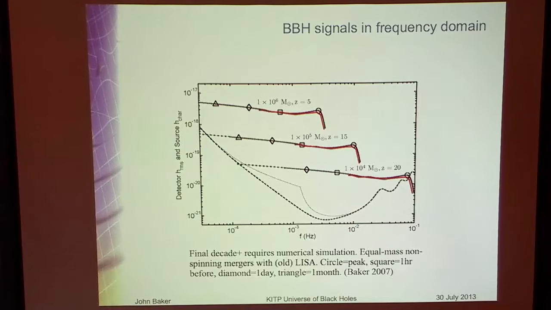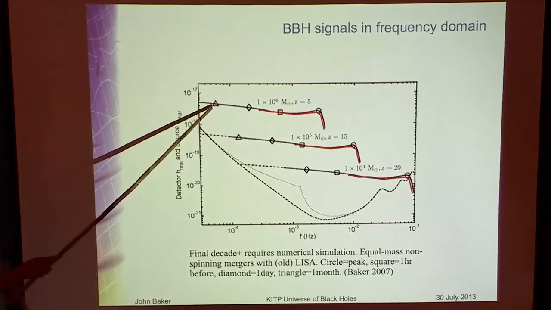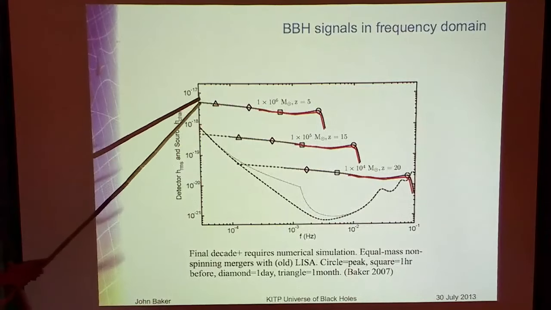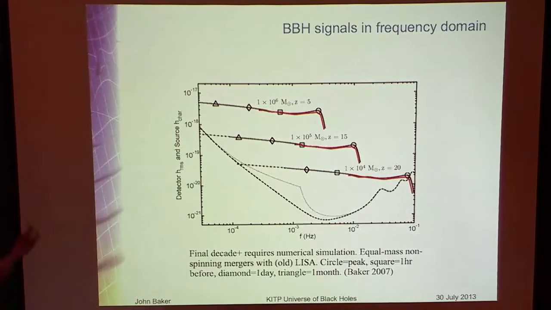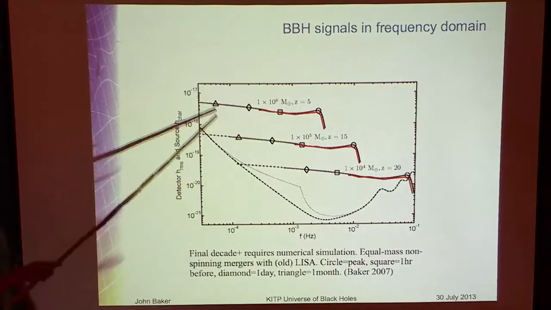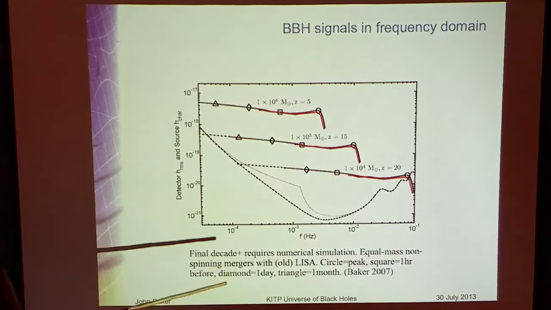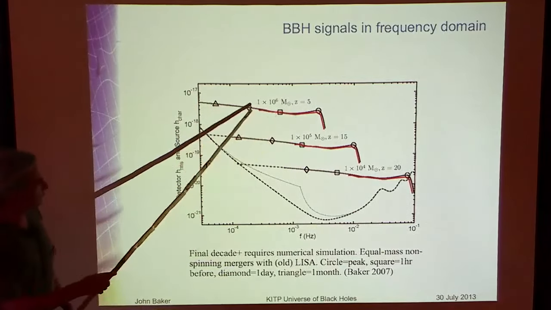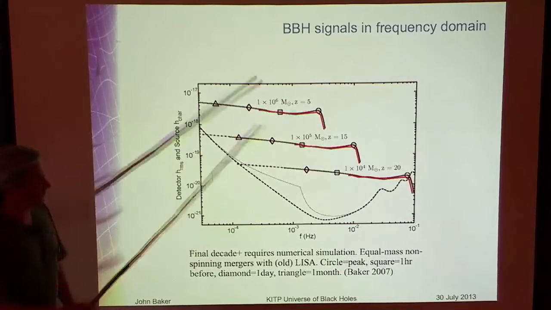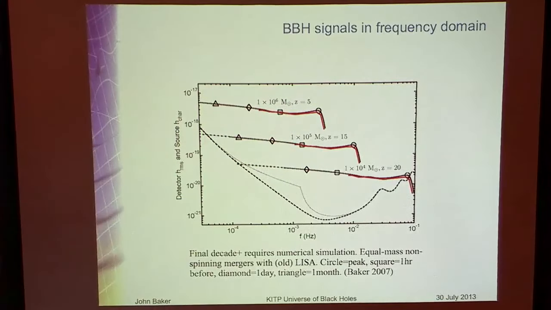So this is a similar thing. This is, again, old LISA, but this is in the frequency domain. So there's signal over a long period of time. These triangles represent where you are sort of up to 1 month. And so the signal can be observable for a year. There can be a significant amount of power well in advance of the merger. But this numerical simulation part is really where a lot of the power is for many of the sources, unless it's a really high mass running off the edge of the sensitivity window.